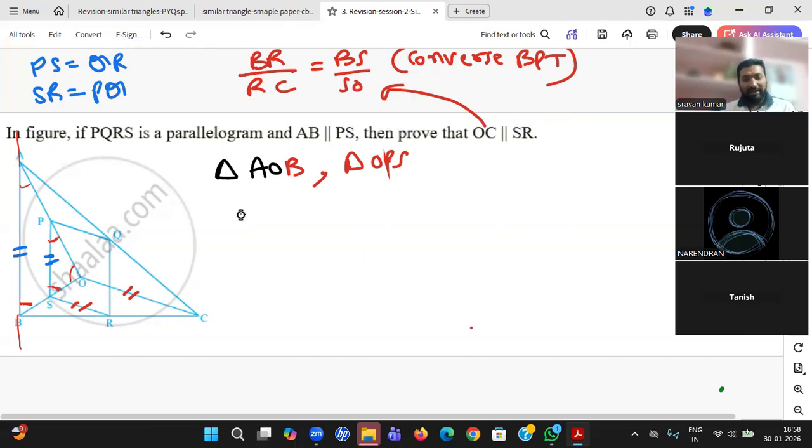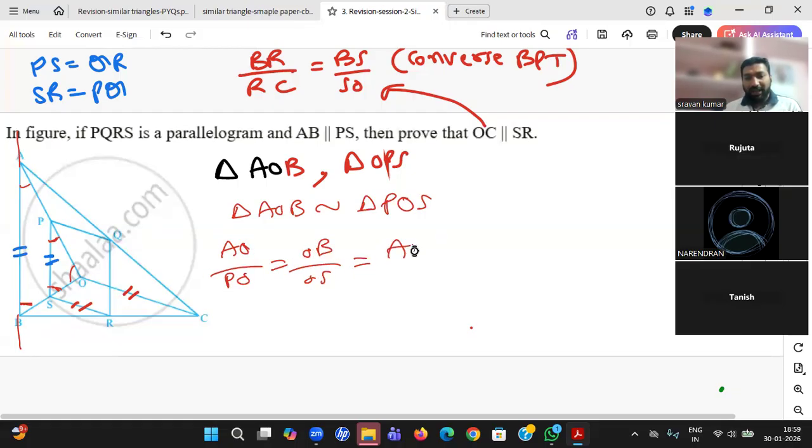So what can I write? Triangle AOB is similar to triangle: where there is O, you write O; where there is A, you write P; where there is B, you write S. If you have written it by CPST, AO by PO equals OB by OS equals AB by PS.